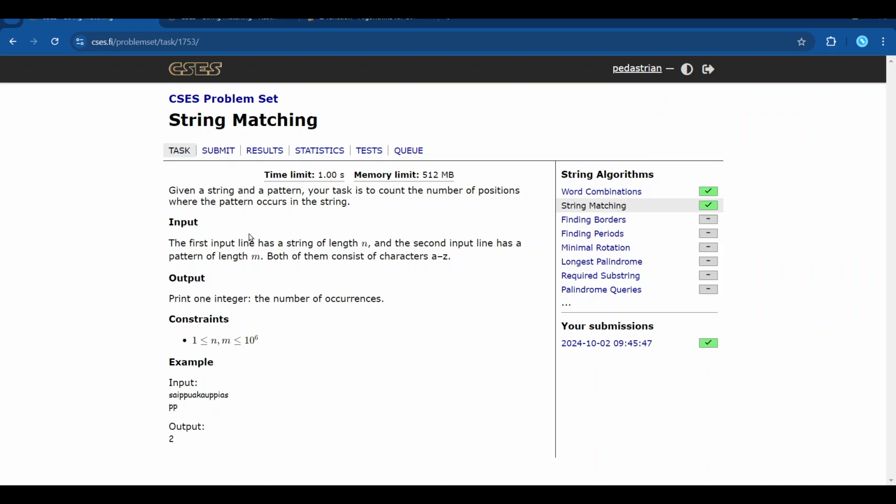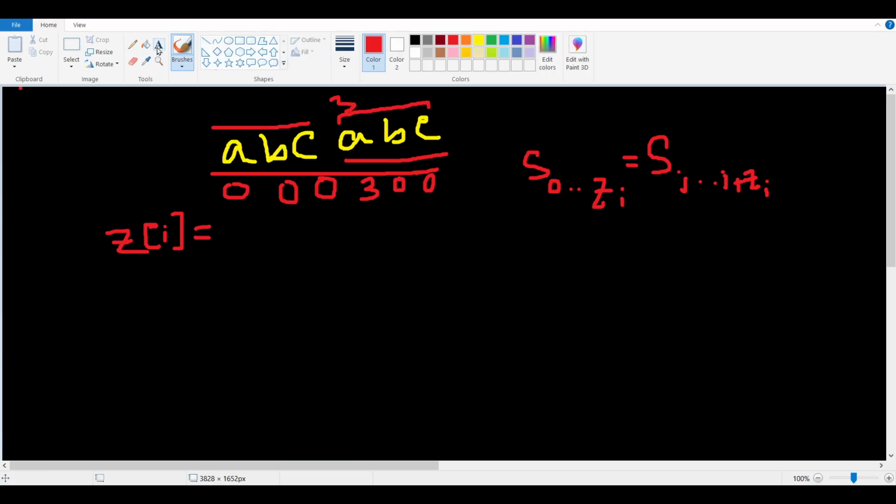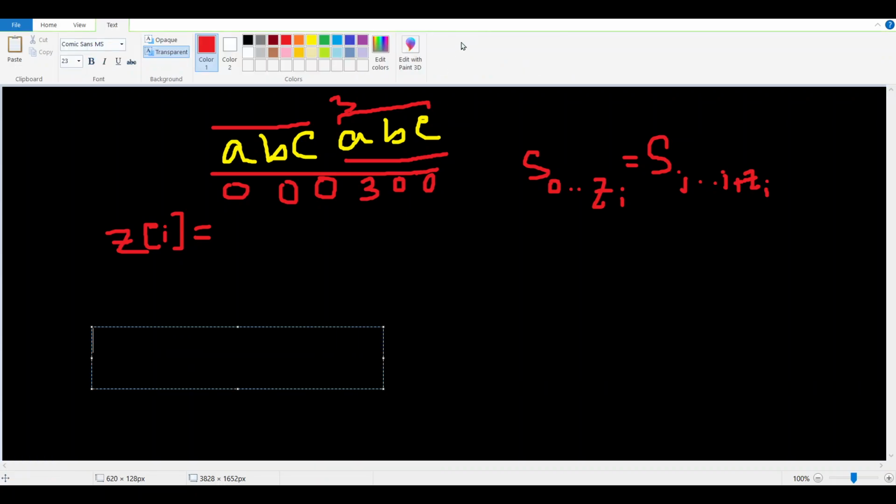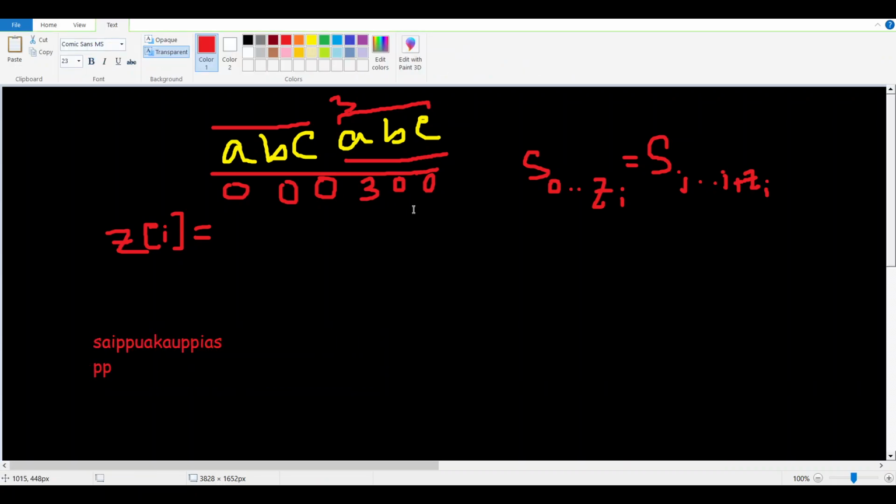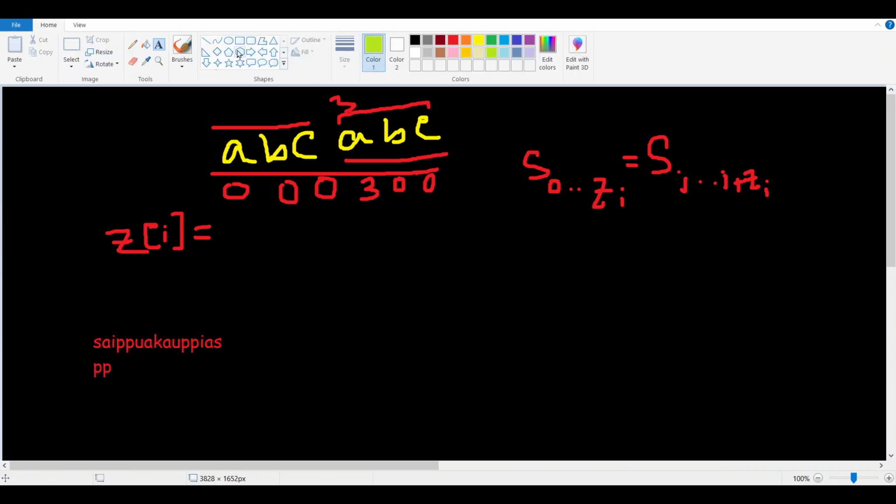So let's jump into the problem. This is quite a simple problem: we are given a string and a pattern. Our task is to find the count of the number of positions where the pattern occurs in the string. If we take this example, let me copy it here in the page. This means that we have to find the number of occurrences of pp in this string. So this is the text and this is the pattern.